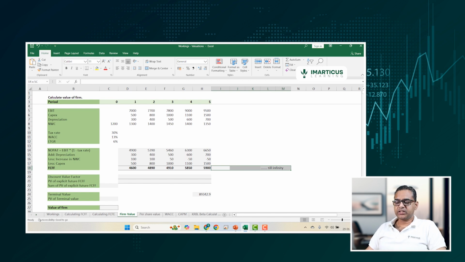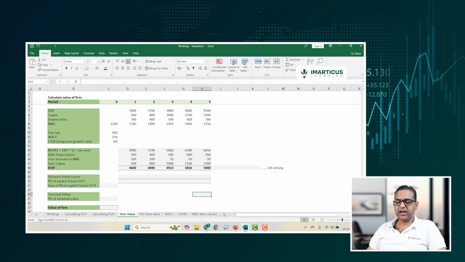So that's where we stop at explicit forecast period and assume that the company keeps on growing at a constant long-term growth rate. Okay. This is our assumption for long-term growth rate, 6%. So that means we will find out the value of all these cash flows, and that will be our terminal value. The value of all those cash flows at the end of period 5, this value would be the terminal value.